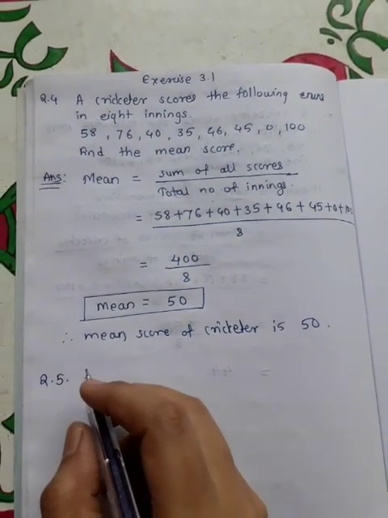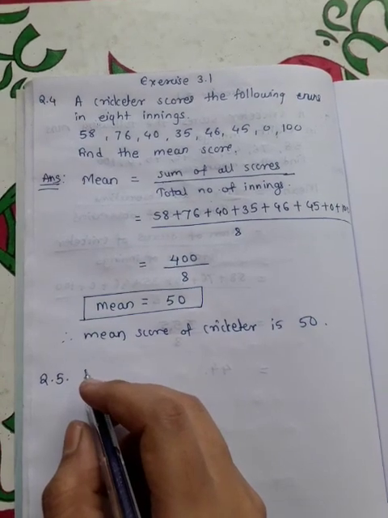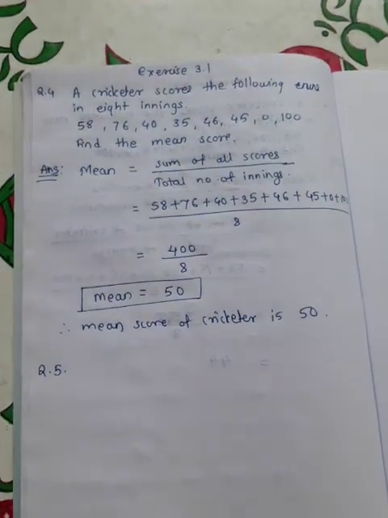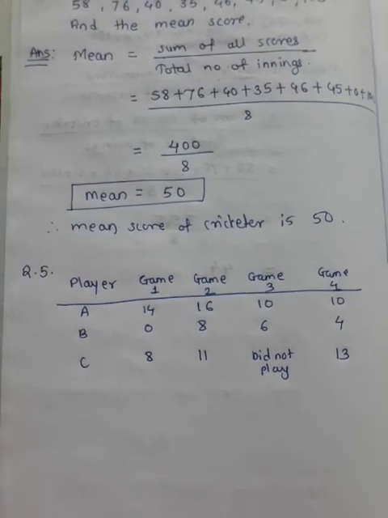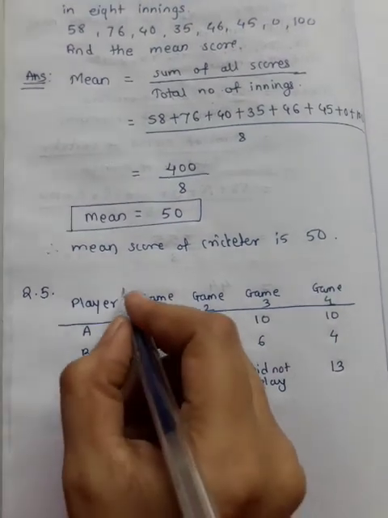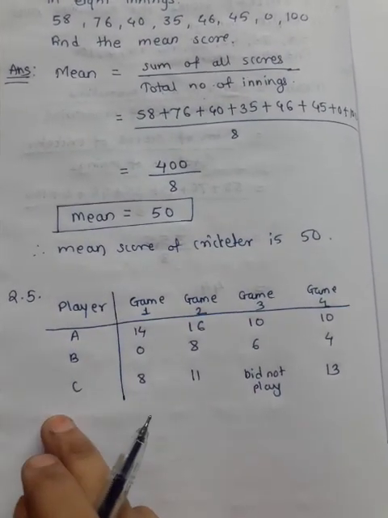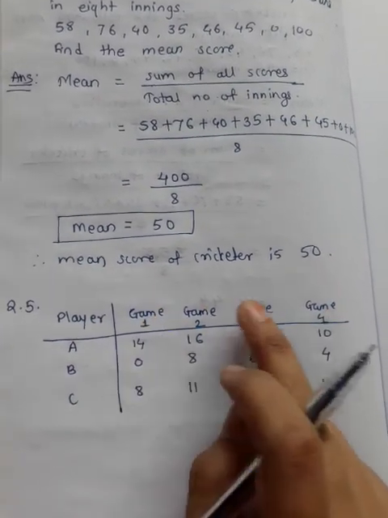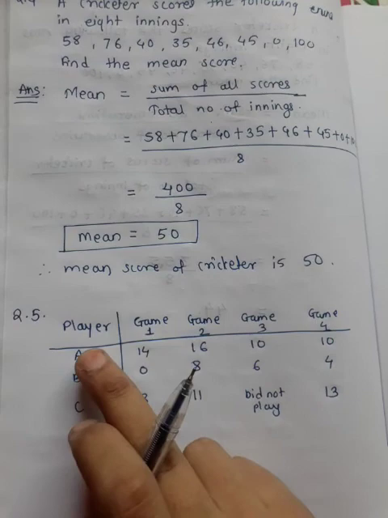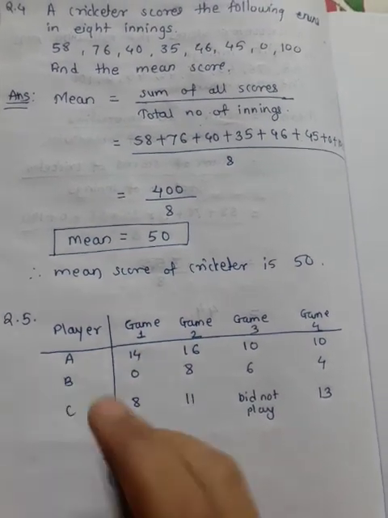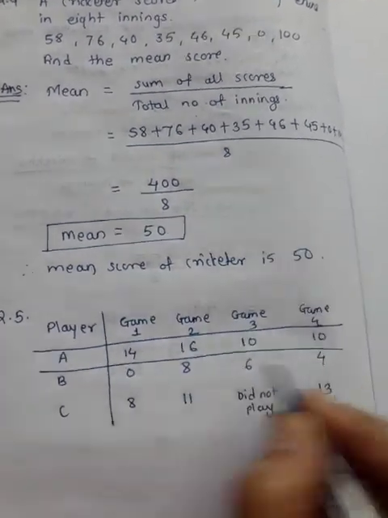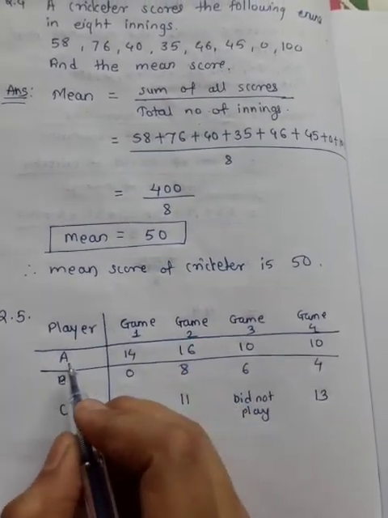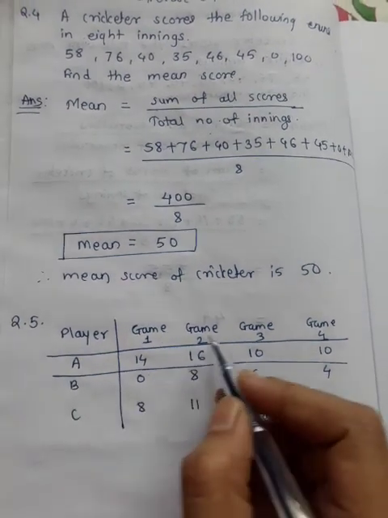In question number 5, they have given a table. That table shows the points each player scored in 4 games. So they have given a table, player A, B, C. There are 3 players and each player plays 4 games, and in each game they have given the score of the player. So the first row gives the score of player A in each game.